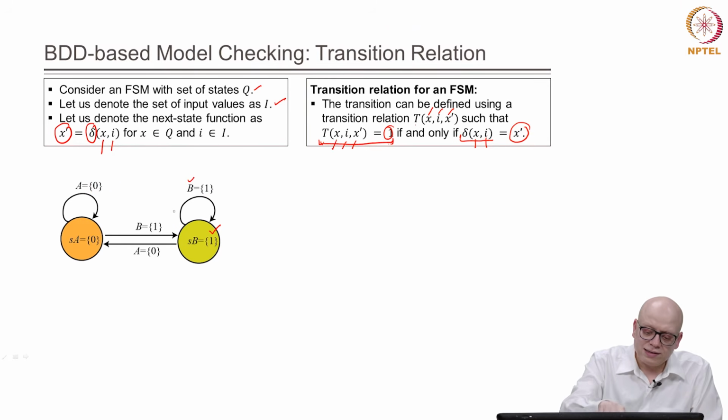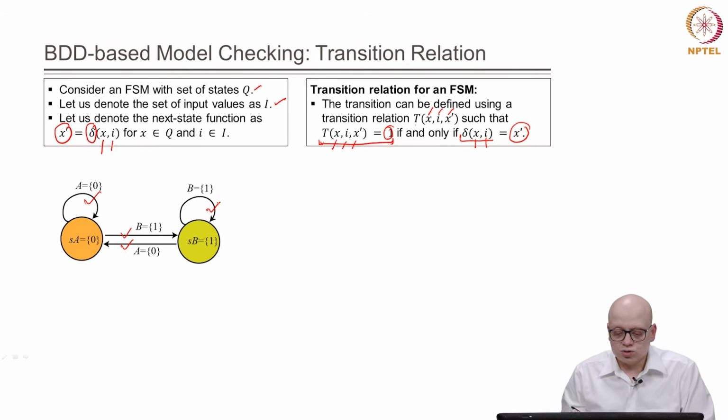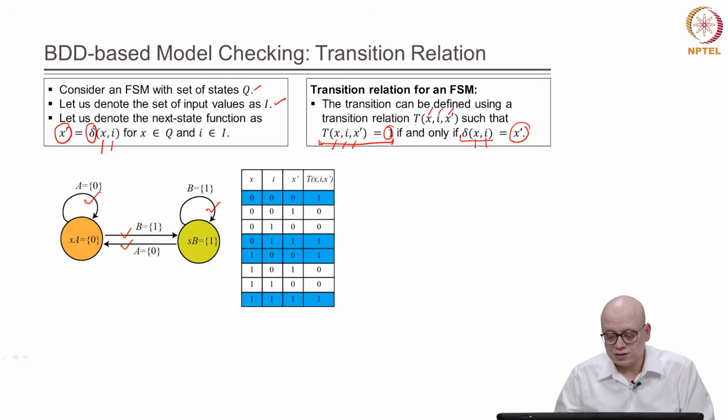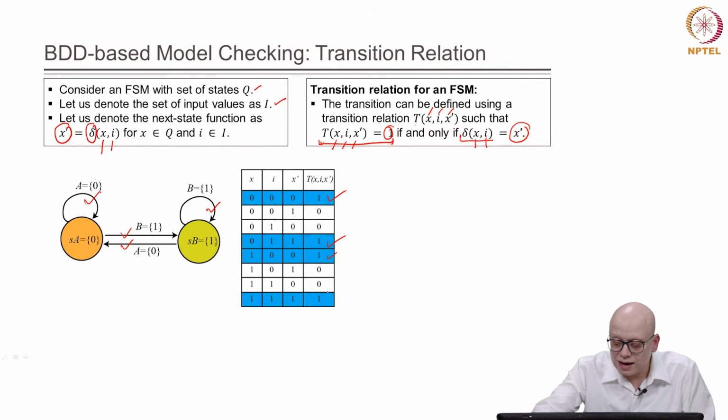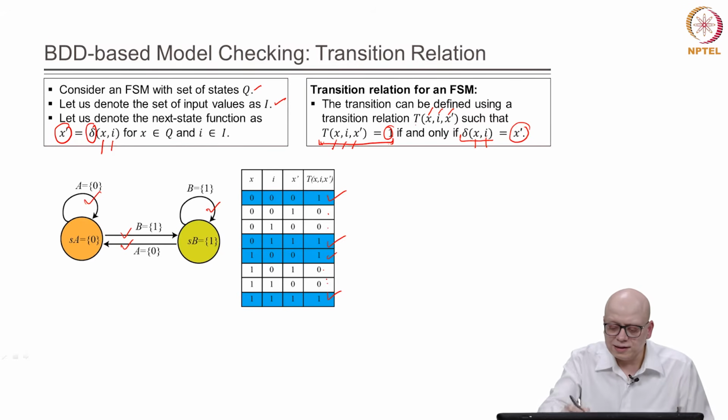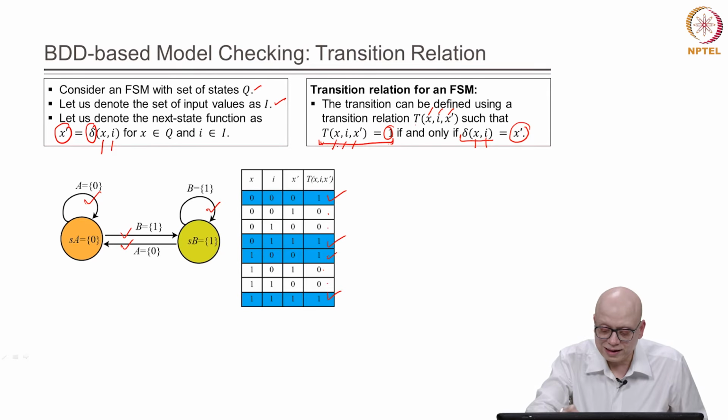Now, in this FSM there are 4 transitions, 1, 2, 3, 4, represented by the arrows. So, if we draw the transition relation for these 4 transitions, we will have 1, right, and for all other transitions the transition relation will have the value 0, right. Now, this is the transition relation. What we said is that the transition relation takes as input the current state. So, this is the current state, and this is the current input, which can take the value 0 and 1, right.